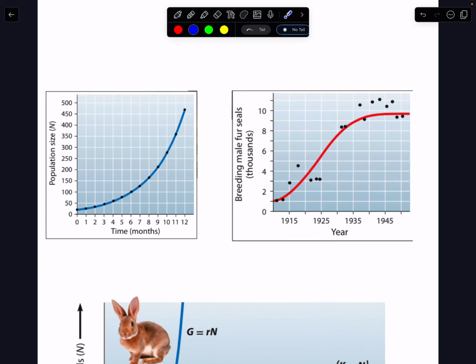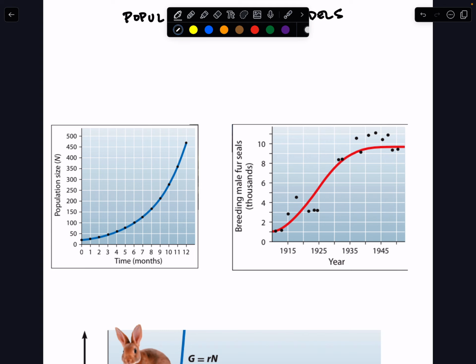Okay, we've actually looked at these two graphs before. When we were talking about evolution, we gave this model the name exponential growth. And this model is called logistic growth.